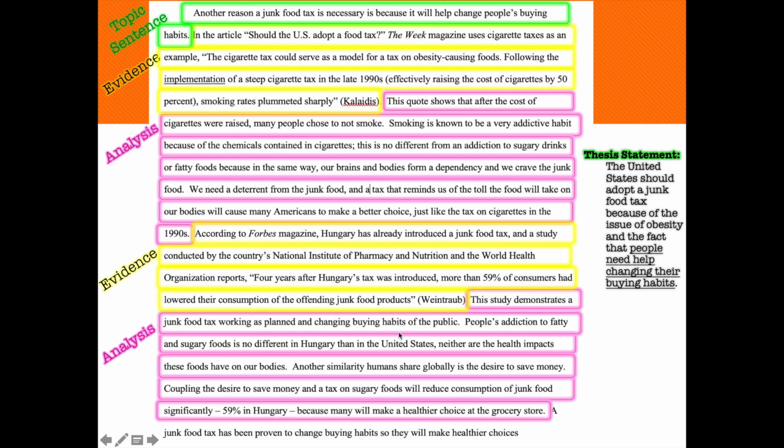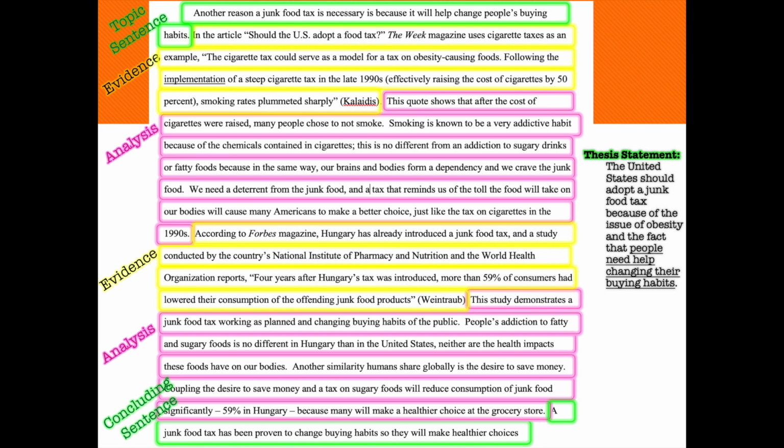Another similarity humans share globally is the desire to save money. Coupling the desire to save money and a tax on sugary foods will reduce the consumption of junk food significantly, 59% in Hungary, because many will make a healthier choice at the grocery store. Concluding sentence: a junk food tax has been proven to change buying habits so they will make healthier choices.